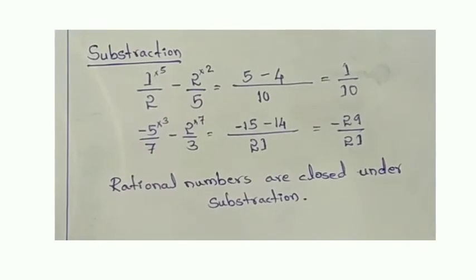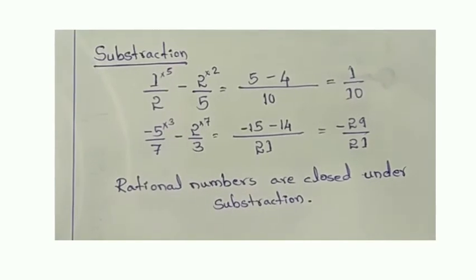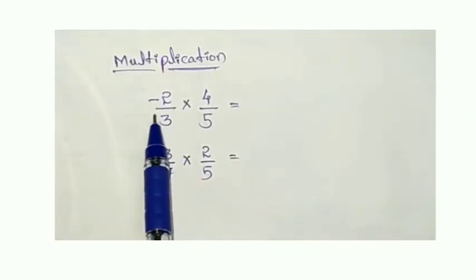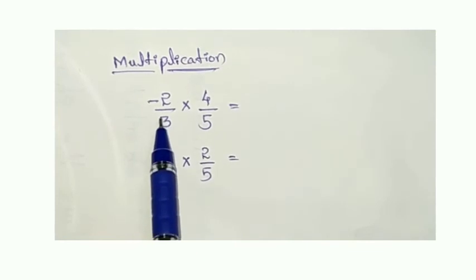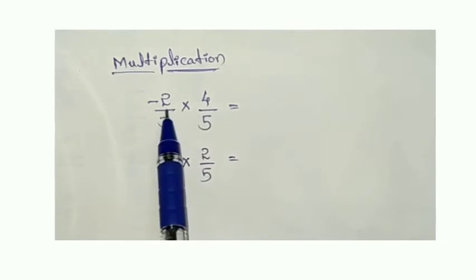That's why you can say that rational numbers are closed under subtraction. Now taking multiplication for the closure property. So I am here taking one rational number, that is minus 2 by 3 into 4 by 5. So here directly multiply it.